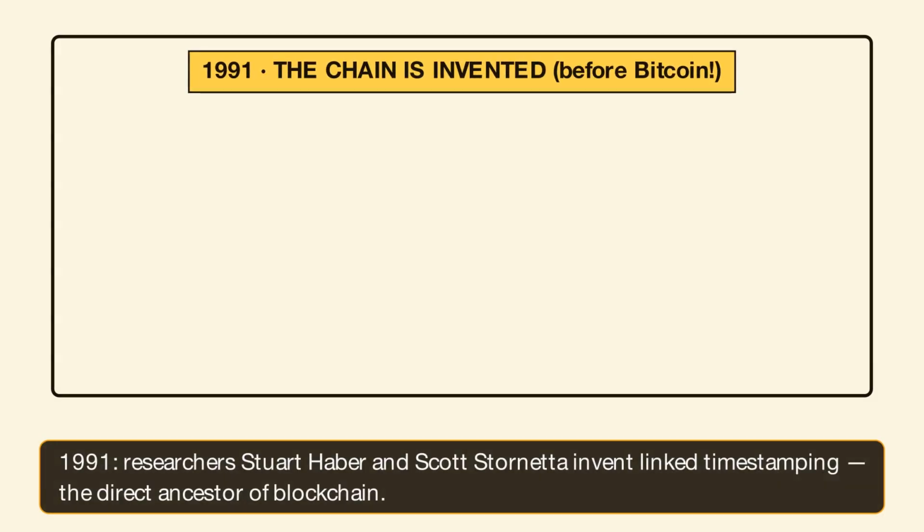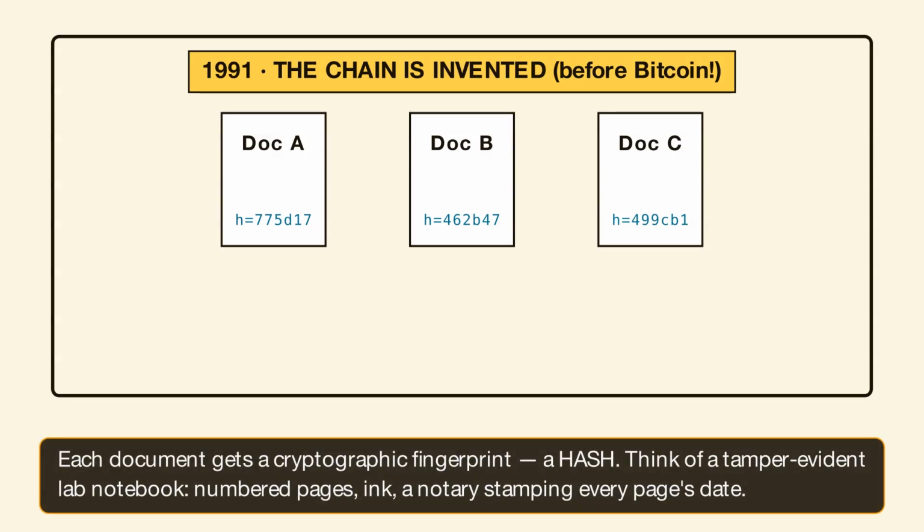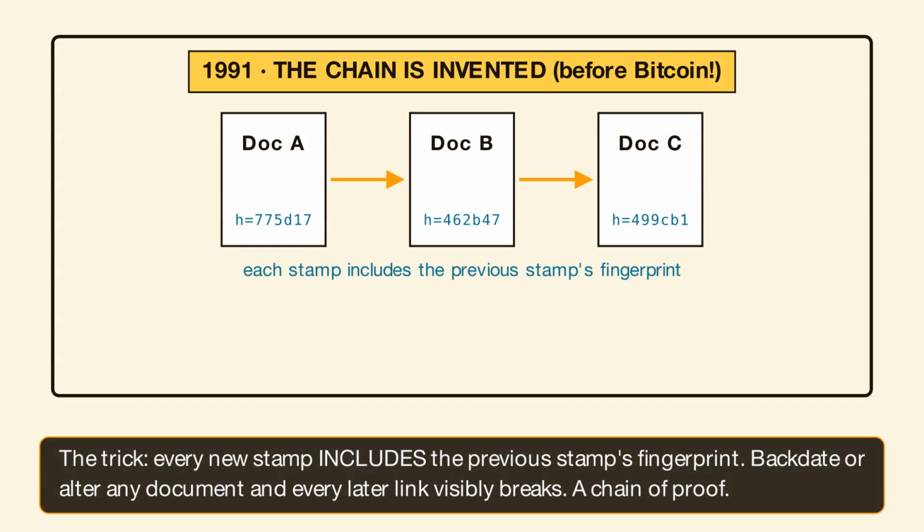1991: researchers Stuart Haber and Scott Stornetta invent linked timestamping, the direct ancestor of blockchain. Each document gets a cryptographic fingerprint, a hash. Think of a tamper-evident lab notebook: numbered pages, ink, a notary stamping every page's date. The trick: every new stamp includes the previous stamp's fingerprint. Backdate or alter any document and every later link visibly breaks.